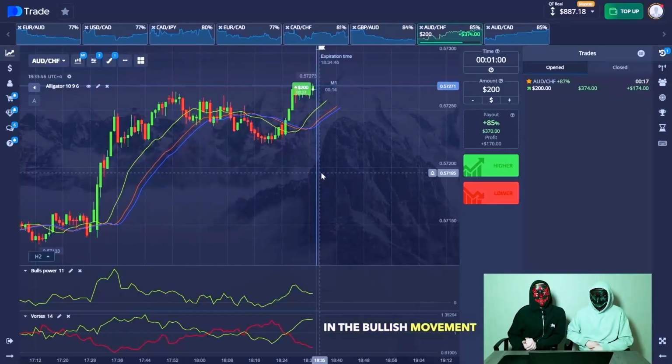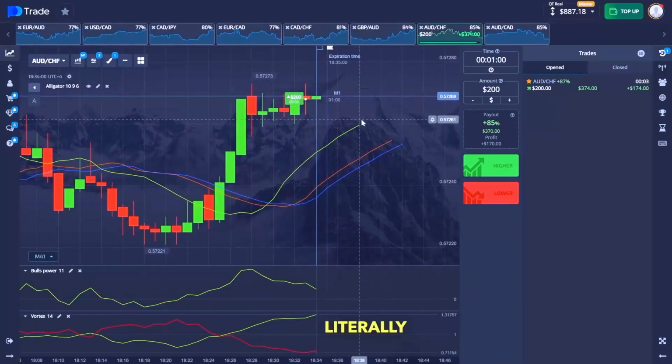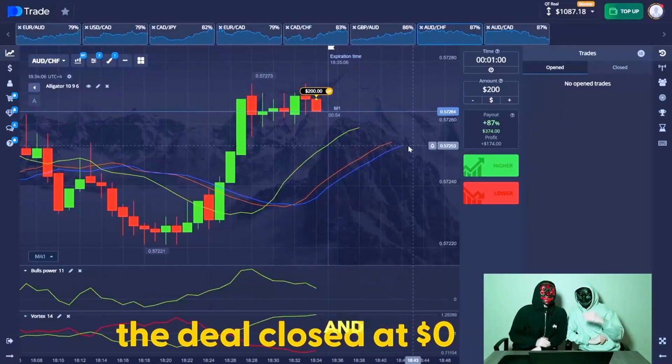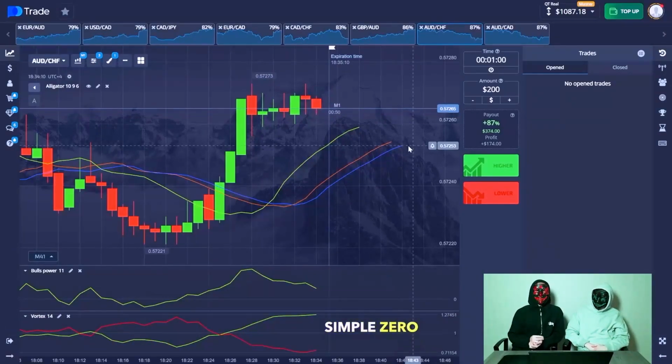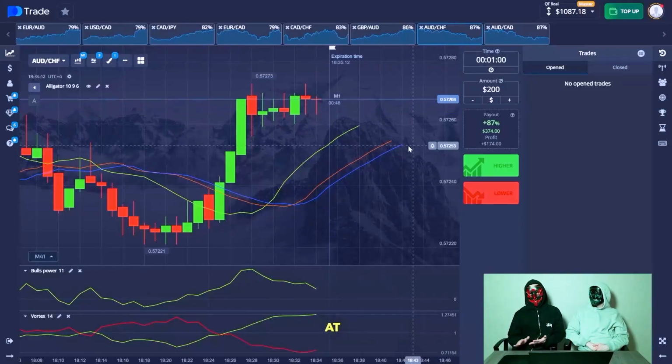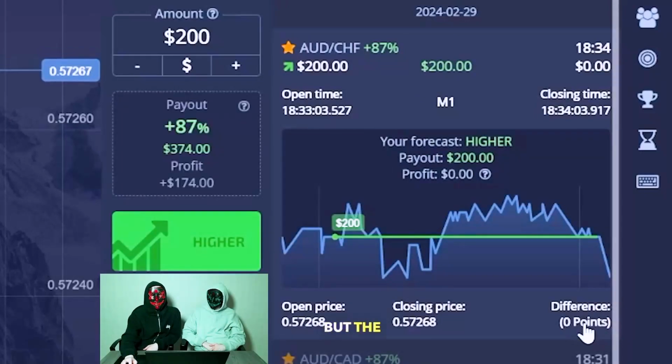In the bullish movement of the market, can you imagine? Literally 1 or 2 points. And this is very strange, friends. Look, simple 0 points. The deal closes at 0 and we could have earned more than $100 with you. But the quotes fell a little.